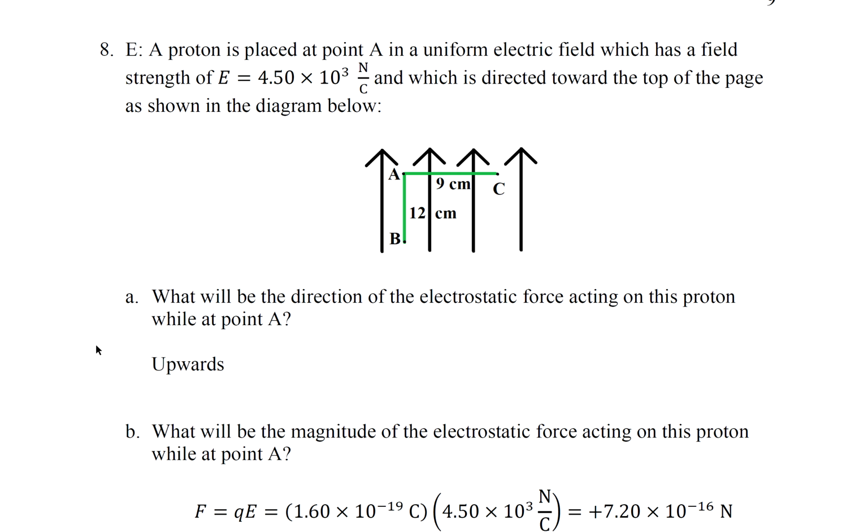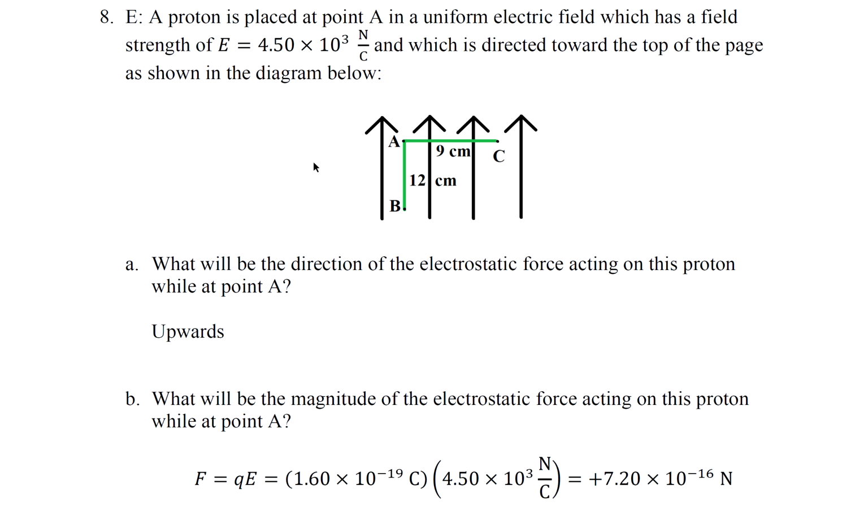Well, these electric field lines always point from a positively charged plate to a negatively charged plate. So imagine that there's a positively charged plate on the bottom and a negatively charged plate on the top. So if you put a proton at point A, the proton is going to move upwards.